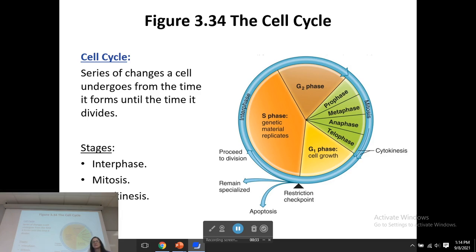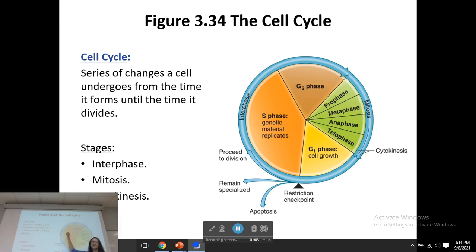For instance, if it's a liver cell, it's going to be acting as a liver cell. If it's a skin cell, it's going to be acting as a skin cell. Whatever the function of that cell type is, it's going through its job. It's also going to be growing. So the G1 actually stands for gap, but you can think of it as growth. So G1 phase is cell growth.